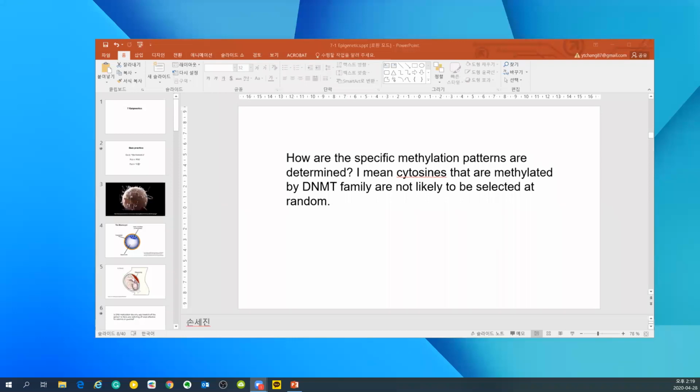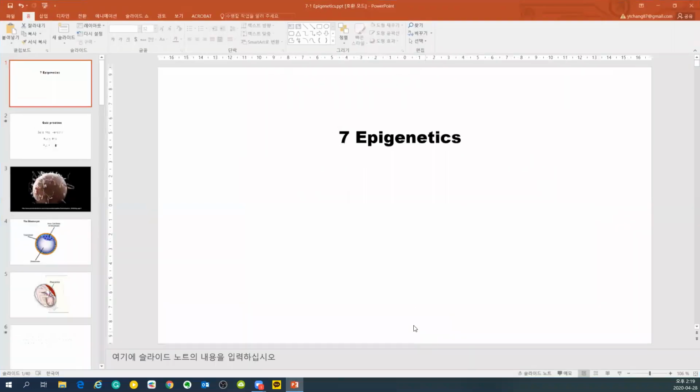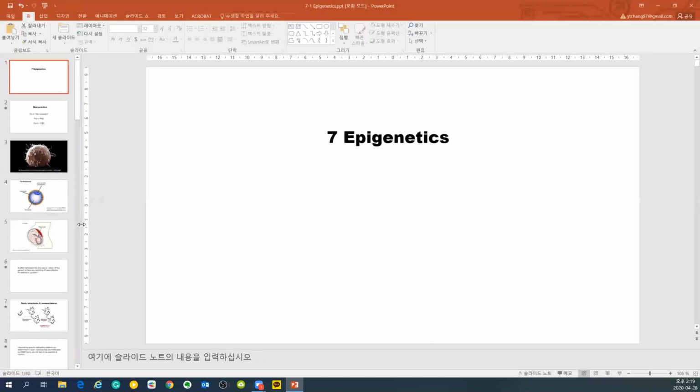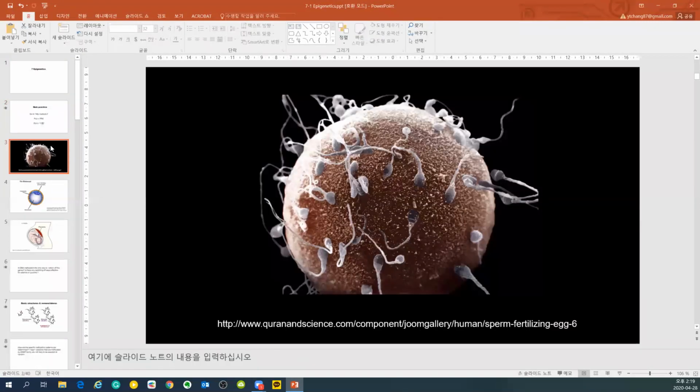Okay, now we go back to today's class. Can you see the screen? Yes. Then let's move this way. Okay, today's topic is epigenetics. And in epigenetics, let's say the egg cell meets sperm cells. There are maybe 20, 30 sperm cells around one egg cell. Only one lucky guy, girl, I don't know, one sperm can enter the egg, and then it can start the new life.